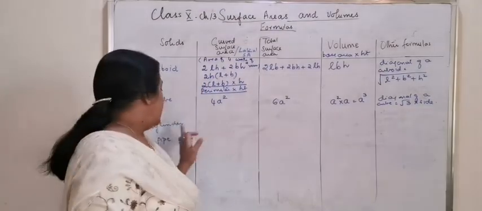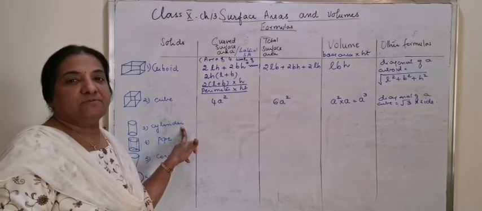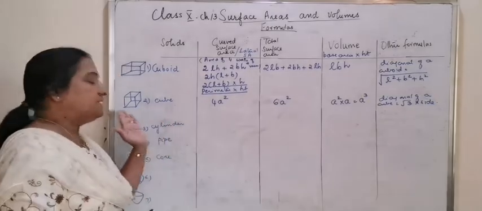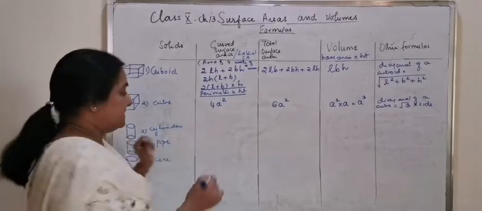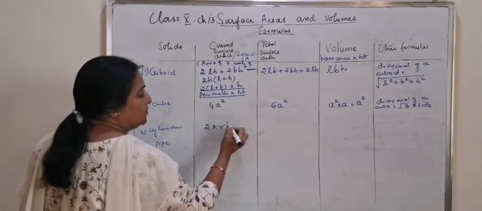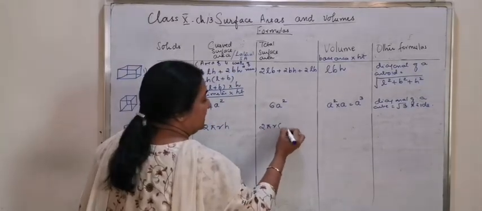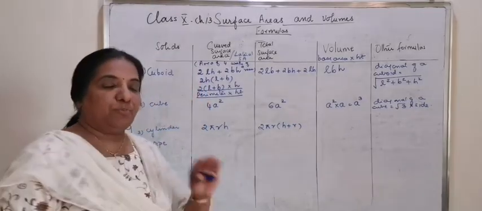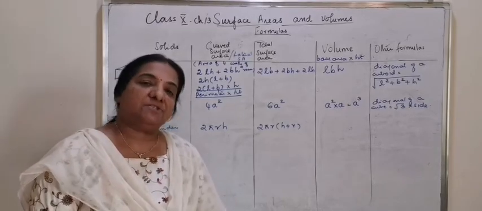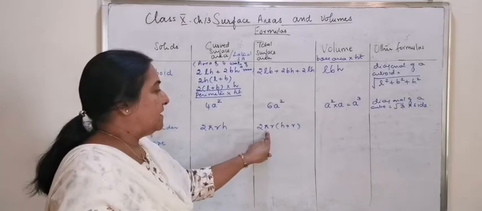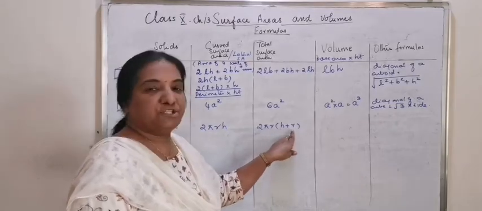The next solid is cylinder. A cylinder has 3 faces, 2 flat surfaces, one on the top as well as one on the bottom, and a curved surface. The curved surface area of a cylinder is 2 pi r into h. The total surface area of a cylinder is 2 pi r h of the curved surface plus pi r squared on the top surface and another pi r square at the bottom, which shows that 2 pi r h plus 2 pi r square, by taking the common factor 2 pi r into (h plus r).